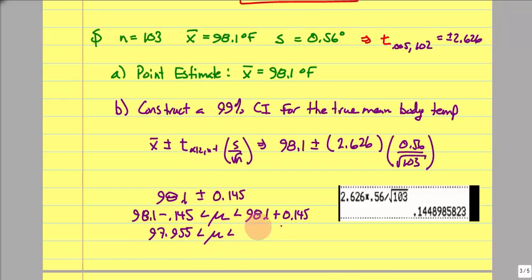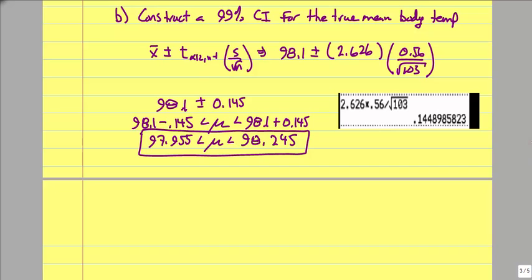And then over here, if I add these together, I'd have 98.245. So this would be my 99% confidence interval. Now, what question could we answer from here? And that would be my part C.